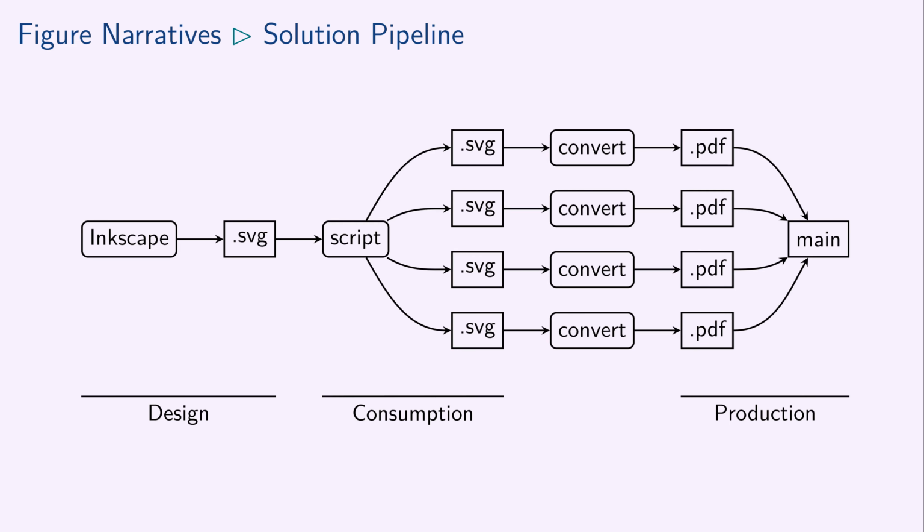And the setup I came up with looked like this. I used Inkscape. That was one of the programs I covered in the last presentation, to produce an SVG file. Then I created a script that essentially took this SVG file and created different variants. So here, here, here, and here. Then those were automatically converted to PDF files that were included in my document, from which I produced my PDF.